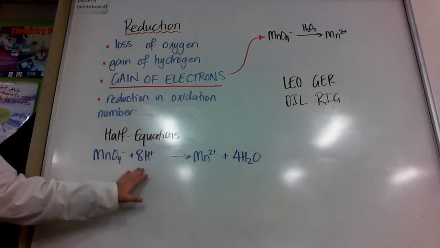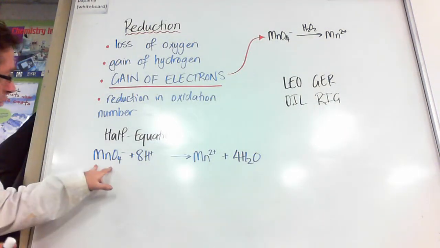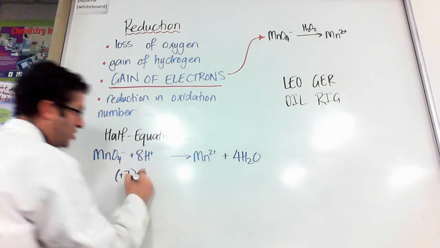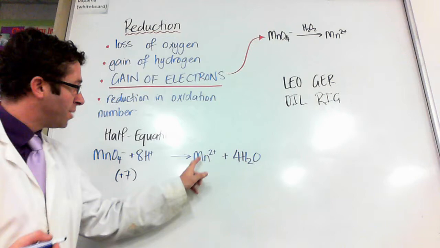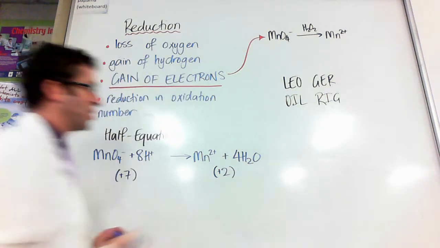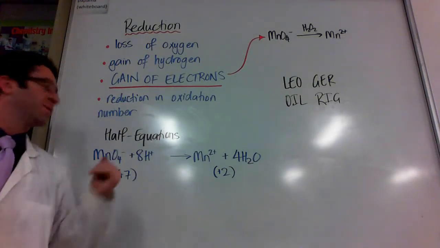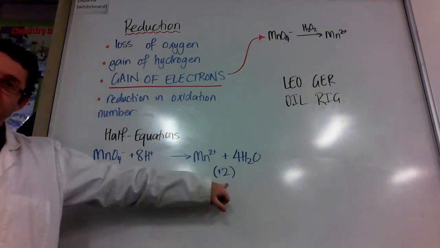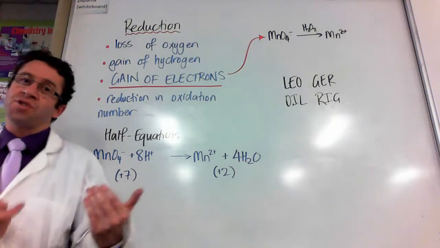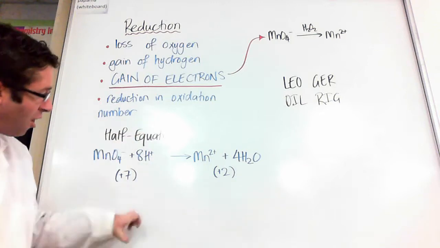So now all of my atoms are balanced, but my charge is not. On this side, I've got a -1 here, and I've got a +8 here. So this side has got a +7 charge at the moment. And over here, I've got a +2 for that, and no charge for water. So I've got a +2 charge over here. I need to get them both down to +2, because I can only balance out charges with electrons. Electrons are transferred, nothing else. So I need to get this one to be 5 lower.